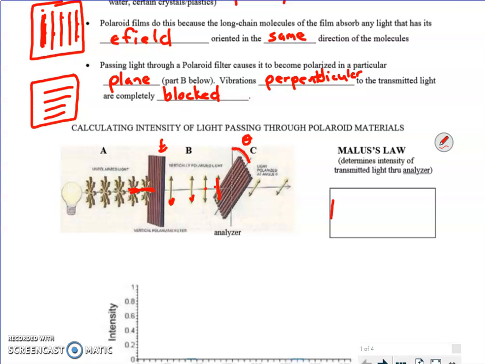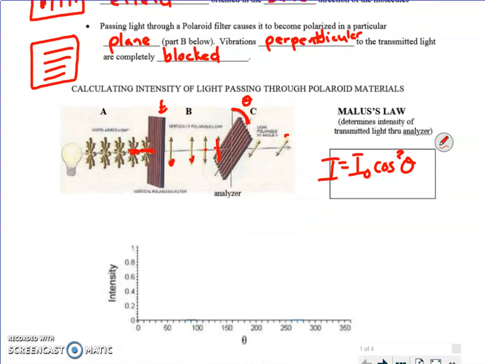Basically, Malus's law says whatever intensity passes through here, at point C, is equal to whatever comes in, which we'll call some initial intensity, times the cosine squared of the angle of orientation of the analyzer. Generally we'll just tell you what that angle is, but in this case it's measured relative to the vertical here. So you can put in different angles from anywhere from 0 to 180.